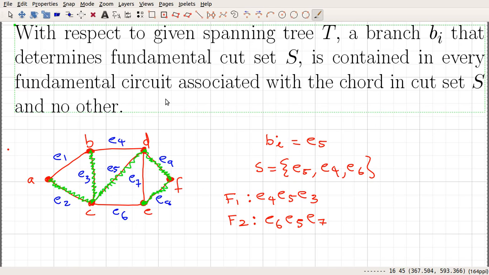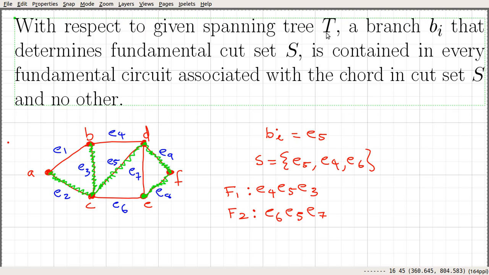Our discussion on properties of cut sets. And in this video we are going to prove this statement. The proof is similar to the proof of the statement that we discussed in the last video. So here the statement reads as follows.